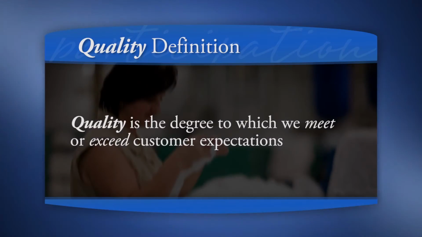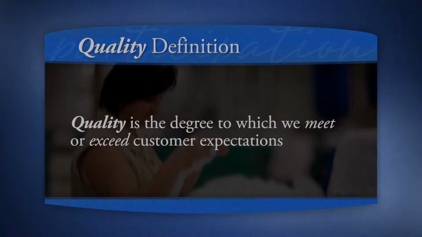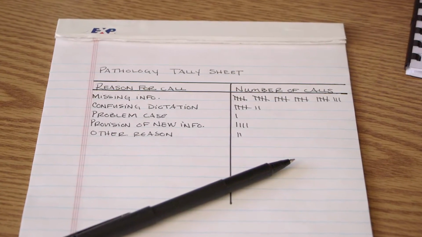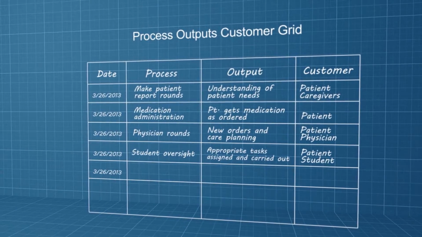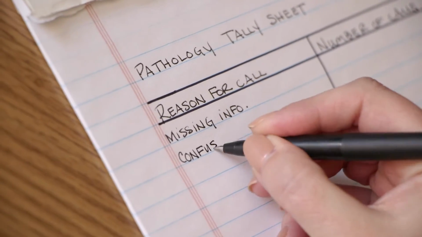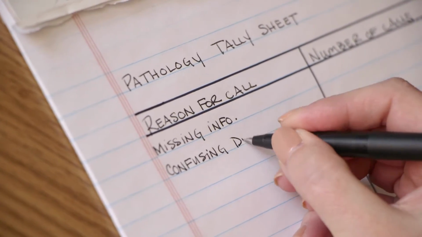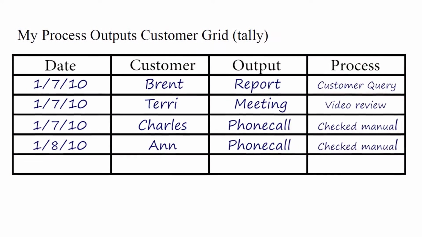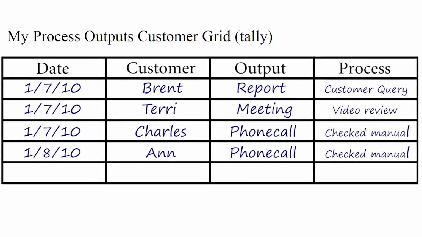In Module 1, we discussed the idea of expectations and defined quality as the degree to which we meet or exceed customer expectations. We also introduced two tools, tally sheets and process output customer grids. A tally sheet is any simple method for capturing data on the fly as you work. Working with your coach, you use tally methods to create a process output customer grid for your own work. By completing the exercise in Module 1, you should have gained a clearer picture of the underlying processes by which you create value and justify your salary.